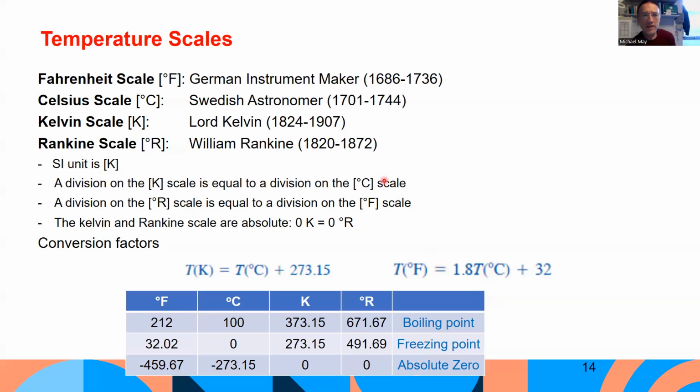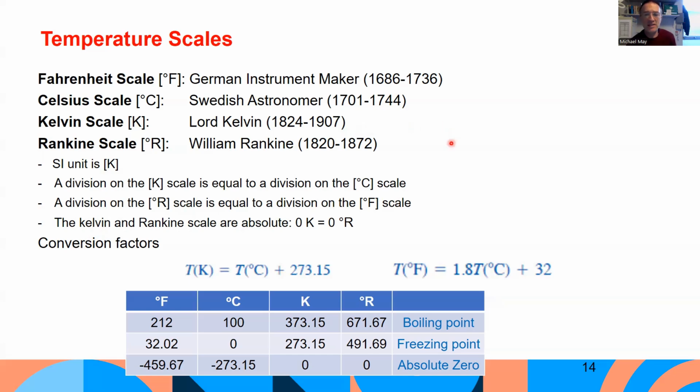But then Lord Kelvin set up the zero reference and came up with the Kelvin scale. Lord Kelvin was from Belfast, I think, and he set the zero reference at absolute zero, the coldest temperature that can be achieved. And one degree change in Kelvin was equal to one degree change in Celsius.